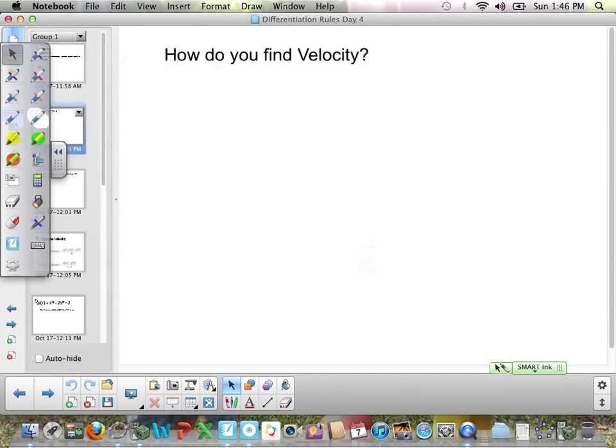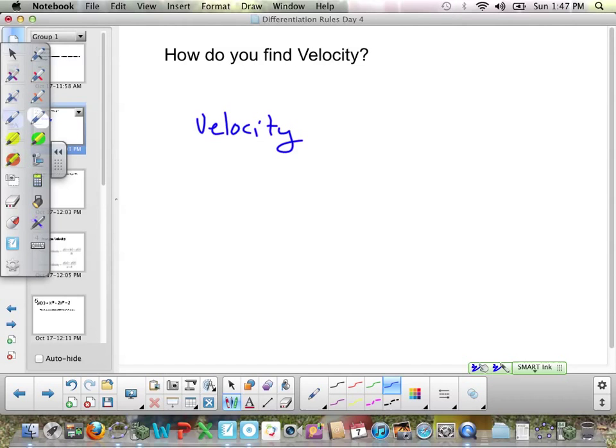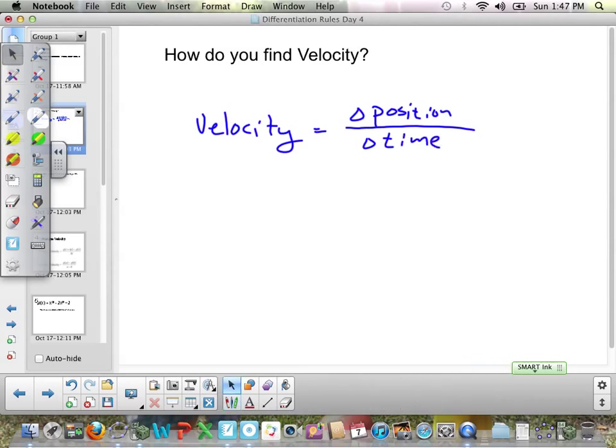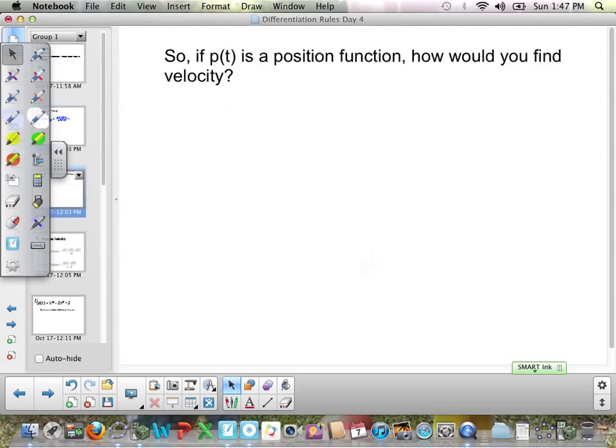How do you find velocity, also known as the speed of an object? Well, speed, or velocity more appropriately, because it has direction as well as speed. Velocity is the change in position over the change in time. Well, if P of t is a position function, how would you know the velocity?